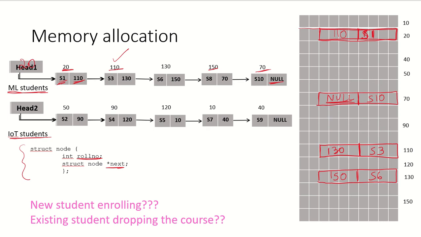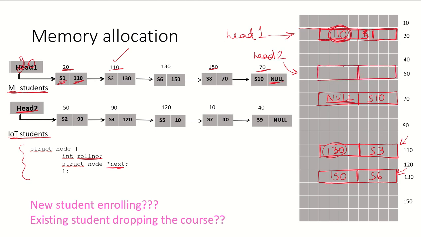So if we have to traverse this linked list, we will start from the head pointer. The head pointer is pointing at 20. When we go to the address pointer part, we see it is 110. That means the next node is at 110. Then the next node is at 130, and so on. This way we will be able to go to all the nodes of the linked list. Similarly, head 2 is pointing to 50. That means the first node of the second linked list is at 50.